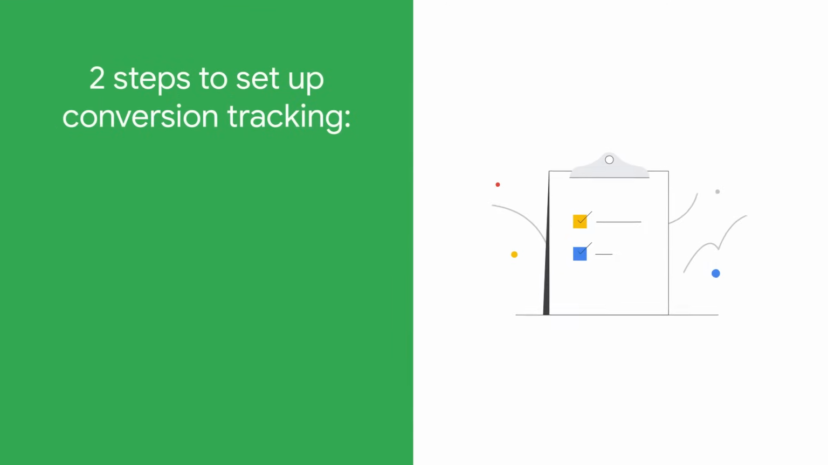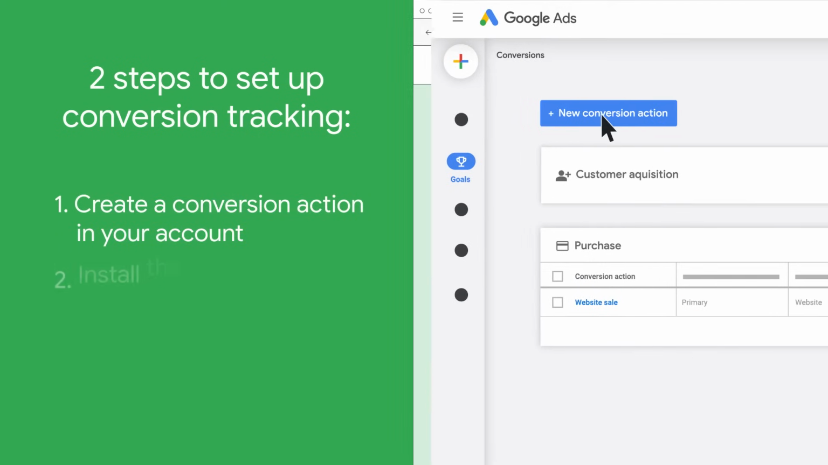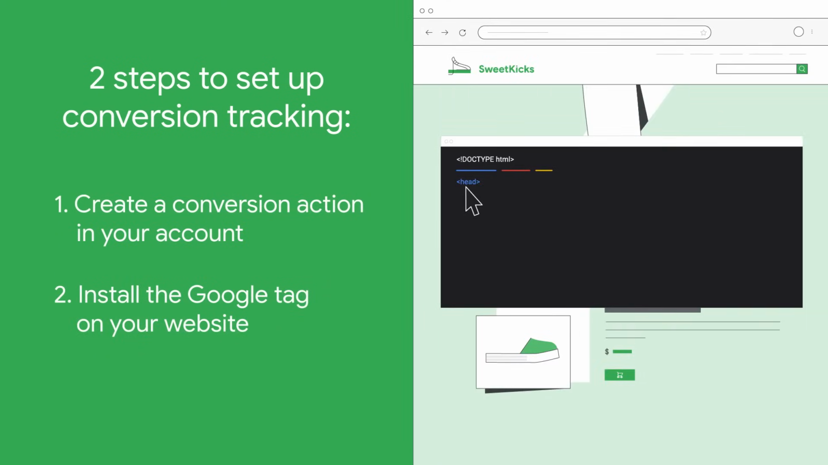There are 2 steps to set up conversion tracking. 1. Create a conversion action in your account. 2. Install the Google tag on your website.